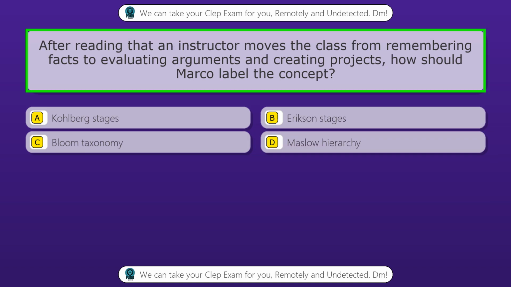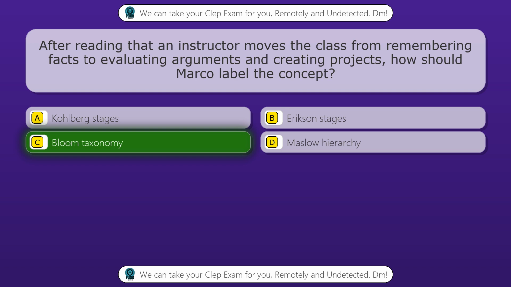Question 61. After reading that an instructor moves the class from remembering facts to evaluating arguments and creating projects, how should Marco label the concept? Option A, Kohlberg stages. Option B, Erikson stages. Option C, Bloom taxonomy. Option D, Maslow hierarchy. The correct answer is option C, Bloom taxonomy.